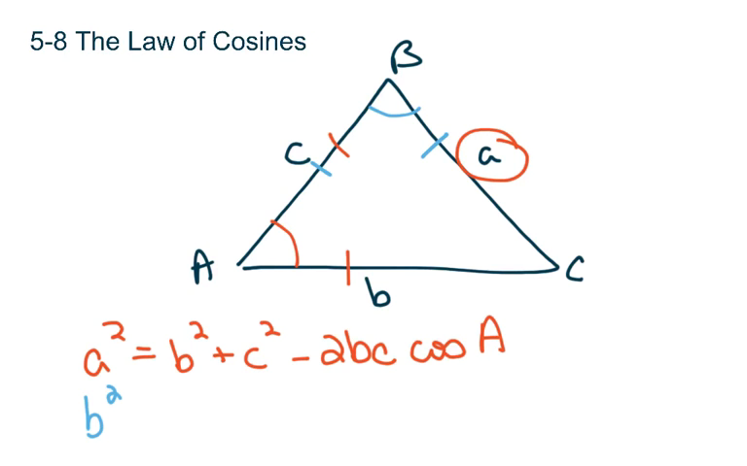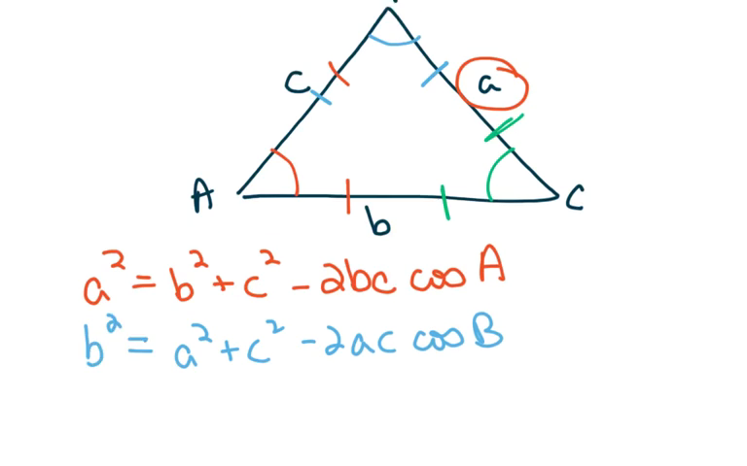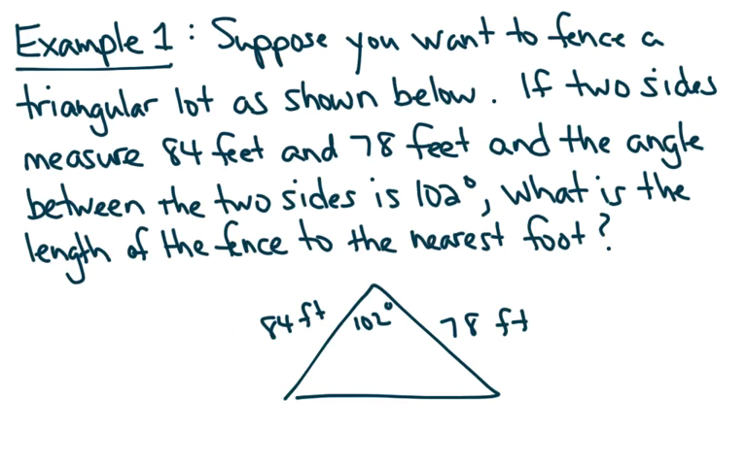So the side I'm looking for squared would equal the sum of the two given sides squared minus 2 times the two given sides times the cosine of the included angle, or the angle that corresponds with the side I'm looking for. Or if I'm given these two sides in this angle, I would be looking for side C. So the side I'm looking for squared would equal the sum of the other two sides squared minus 2 times the other two sides times the cosine of the included angle, or the angle that corresponds with the side you're looking for. So let's do an example where we're going to use the law of cosines.